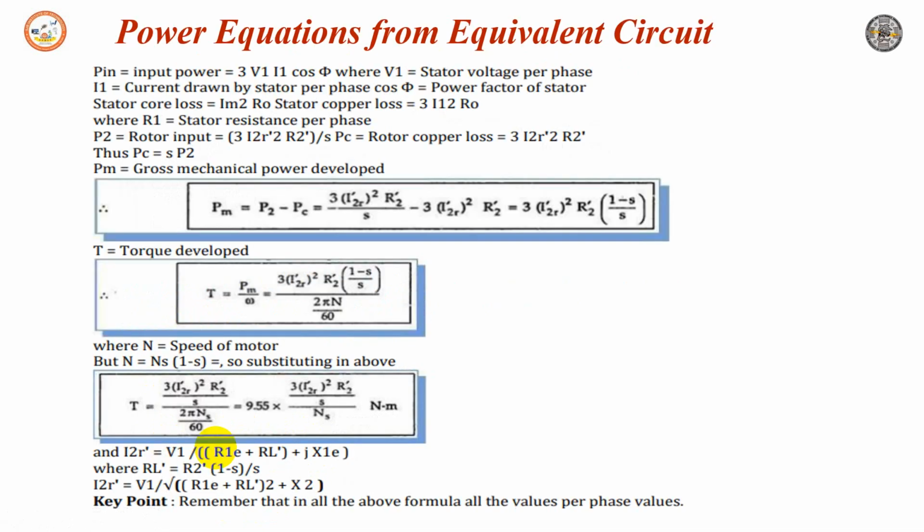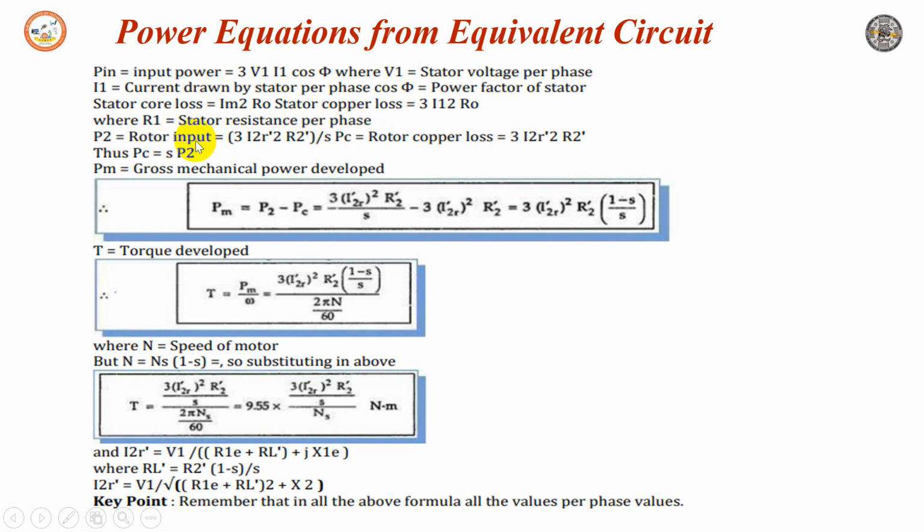Now the power equations from the equivalent circuit. The power input to the induction motor is three-phase power, that is 3 into V1 I1 cos phi, where V1 is the stator voltage per phase, I1 is the current drawn by the stator, and phi is the phase angle between V1 and I1. The stator core loss is given by 3 I0 square R0, and the stator copper loss by 3 I1 square R1, where R1 is the stator resistance per phase.